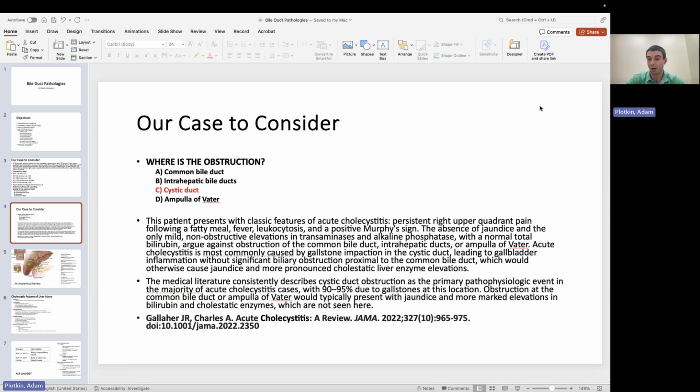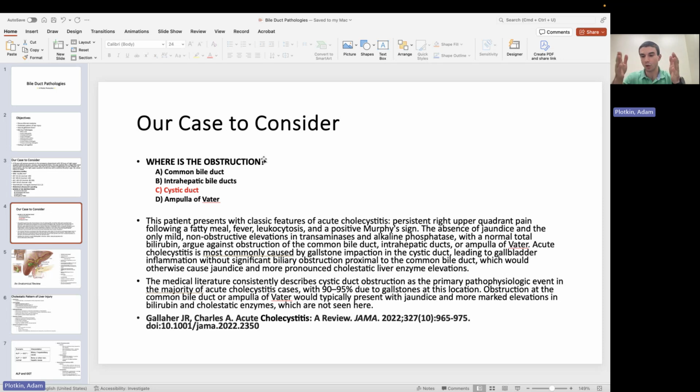So in this patient, the obstruction will likely be in the cystic duct, right? This is likely acute cholecystitis. So we have the classic symptoms. We have the fever, and we have the right upper quadrant pain following the fatty meal with the leukocytosis and the positive Murphy sign, right? That's classic acute cholecystitis. The absence of jaundice and the only mild non-obstructive elevations in the transaminases and the alkaline phosphatase with a normal total bilirubin really argue against obstruction of the common bile duct, the intrahepatic ducts, or the ampulla of Vater. Okay. I'm going to delve into this more when we get there.